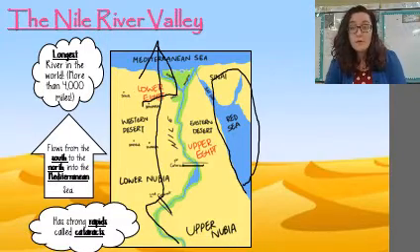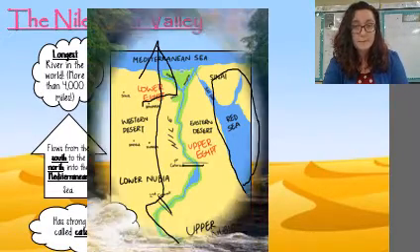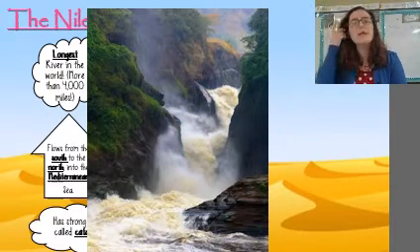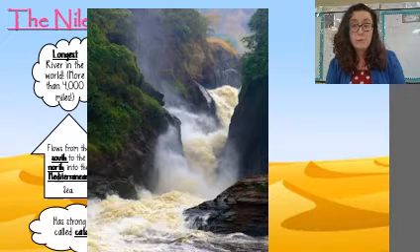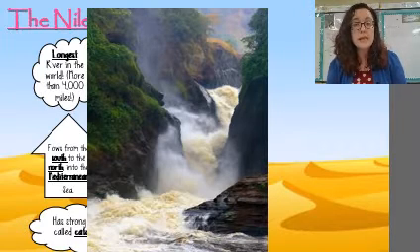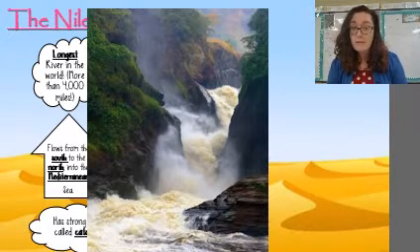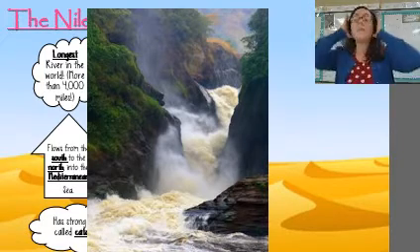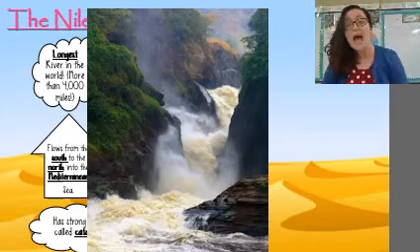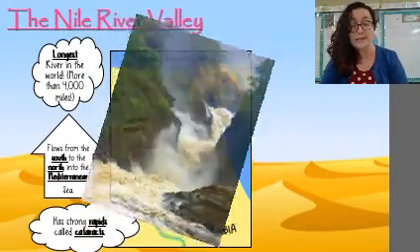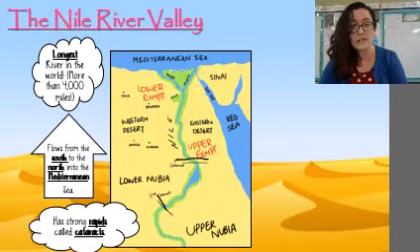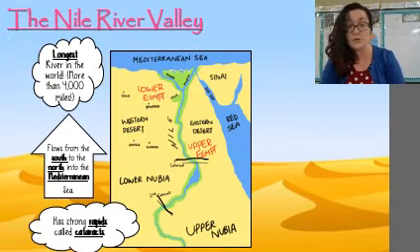Now here's an idea of what those cataracts would look like. All right, so we're talking about an area where it would be really difficult for boats to pass. It would be very tricky for people to really travel much. And so this created kind of a natural barrier that protected the Egyptians as they had it down further in the south. Because these cataracts were down here protecting Egypt from the regions below it, or to the south of it.